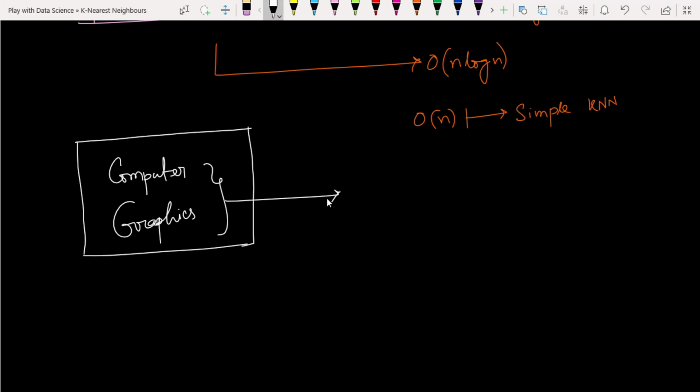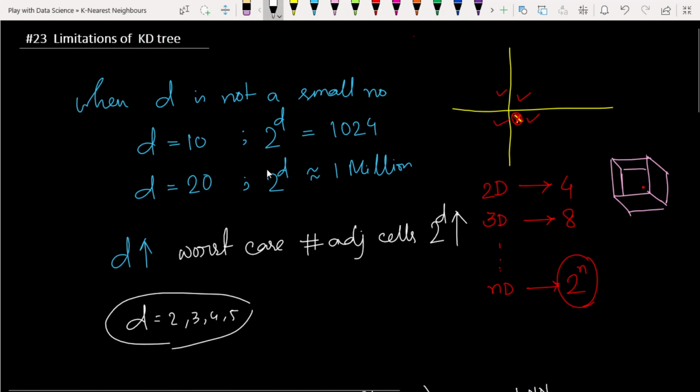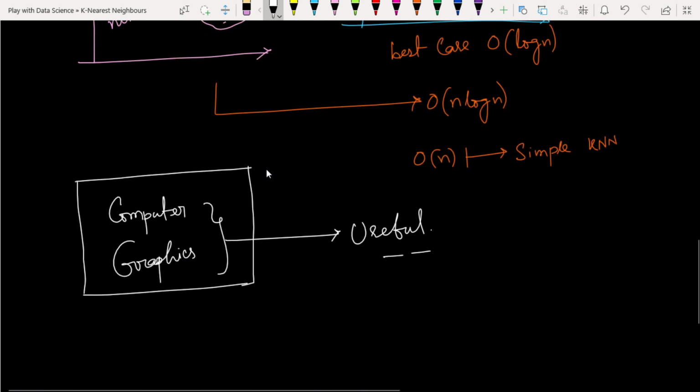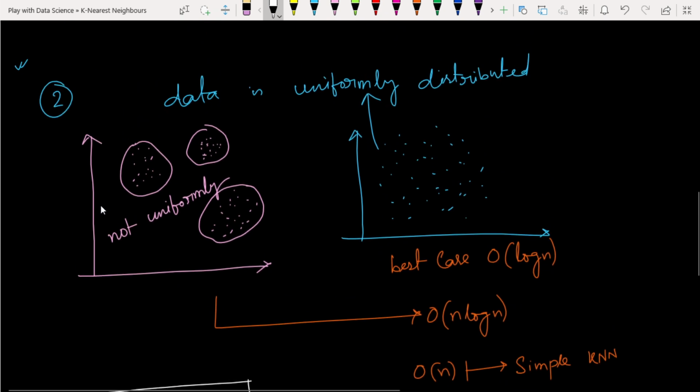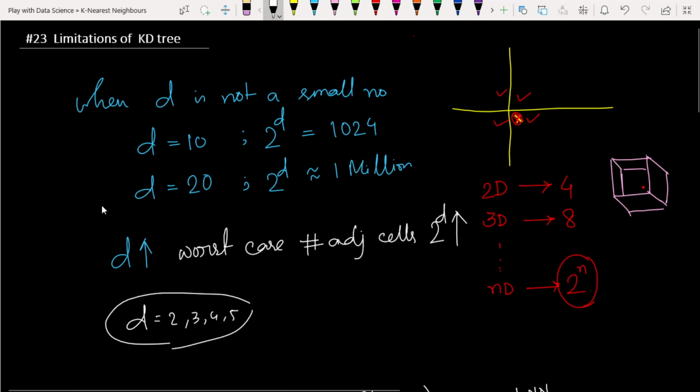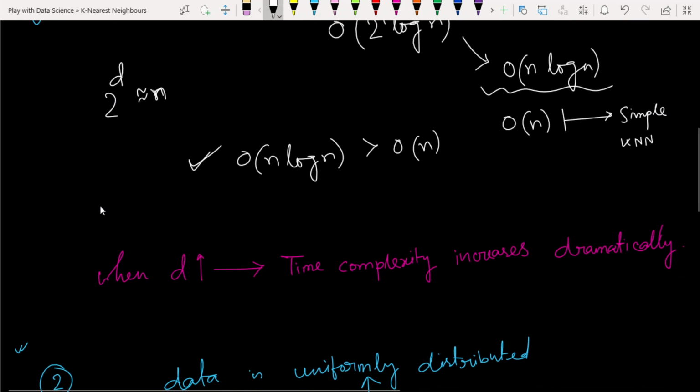In computer graphics, it is very useful. Okay, and the KD tree was invented mainly for computer graphics. It is not for machine learning classification. Okay, I think you have understood these two major limitations.